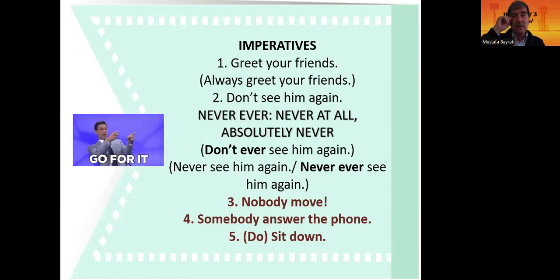Now, number one, greet your friend. This is a normal imperative sentence. Greet your friends, or always greet your friends. Number two, negative imperative. Don't see him again. Or in place of don't, we can say never ever see him again. Here, never ever means never at all. Absolutely never.